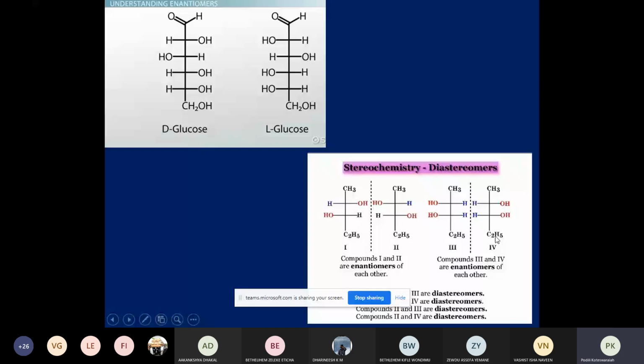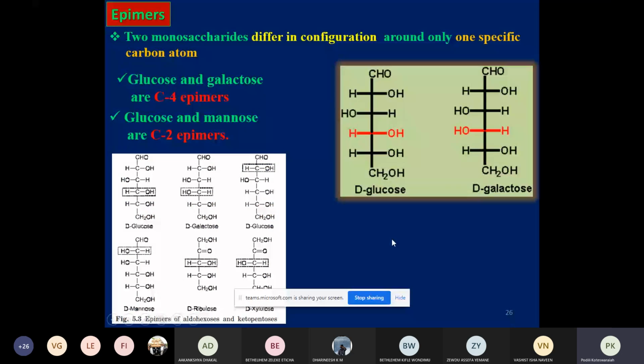Then epimers: if two sugars differ in their configuration around only one specific carbon atom, they are said to be epimers. For example, see here glucose and galactose. This is the structure of glucose and this is the structure of galactose. They differ in configuration at the fourth carbon. On the fourth carbon, glucose has the hydroxyl group on the right side, whereas galactose has the hydroxyl group on the left side. So that's why they are known as the C4 epimers.